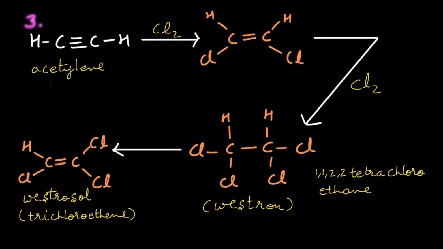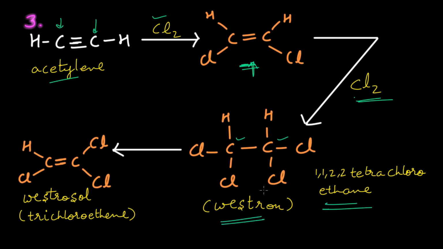Third one is when acetylene is treated with Cl2. When acetylene is treated with chlorine, the two chlorine atoms occupy the two carbons individually. Again, when the double bonded alkene so formed, 1,2-dichloroethene, is treated with chlorine again, the chlorine atoms occupy individual carbons again, breaking the double bond. Now the final product you are going to get is 1,1,2,2-tetrachloroethane, which goes by the name Westron.